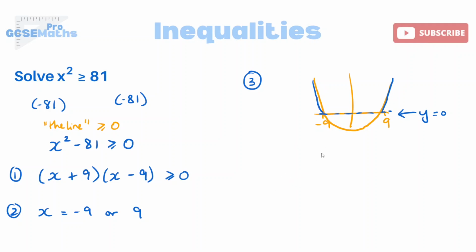Therefore, my inequalities are the two separate ones, aren't they? So x is anything less than -9, and x is anything greater than +9. Double check. Okay, yes, I've got an equal sign, so I need to put that as well. And there we go. It's literally as simple as that, okay?